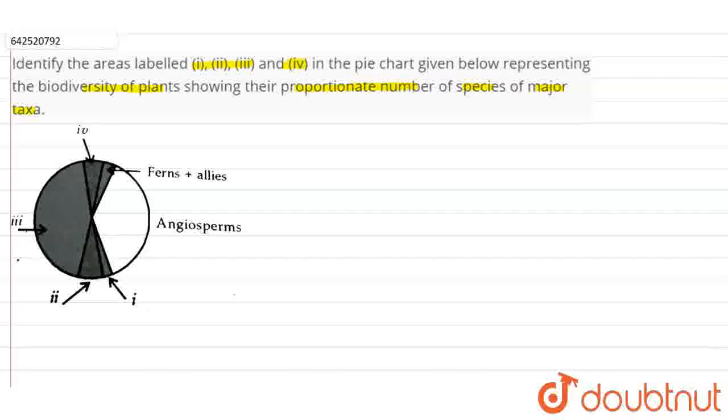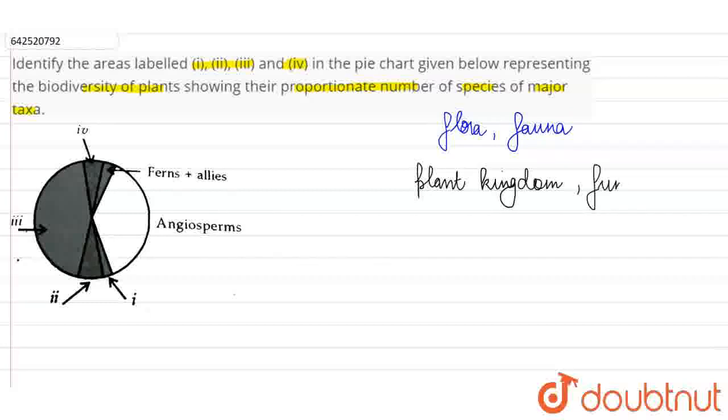So we all know that the earth has very rich biodiversity of both flora and fauna. And over here in this pie chart, we are including the fungi kingdom also under plants. So this is a pie chart for the biodiversity of both fungi and plants.